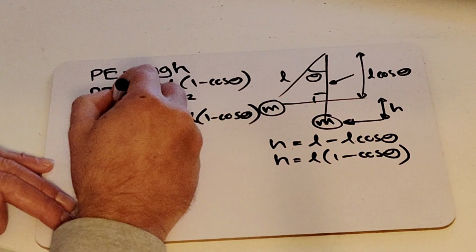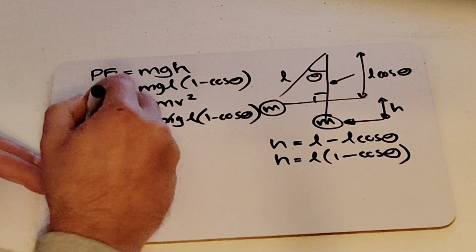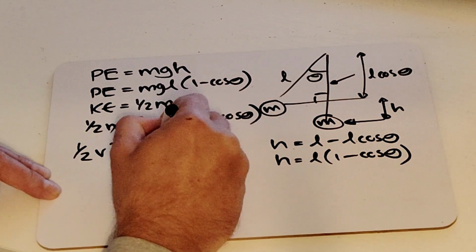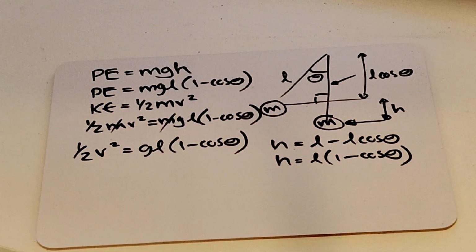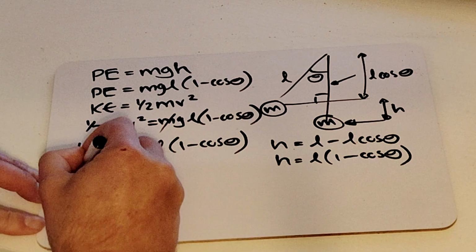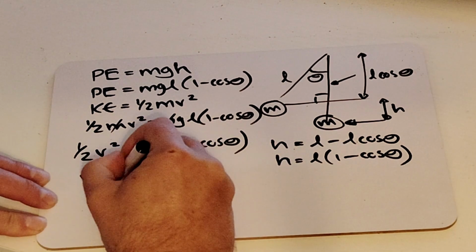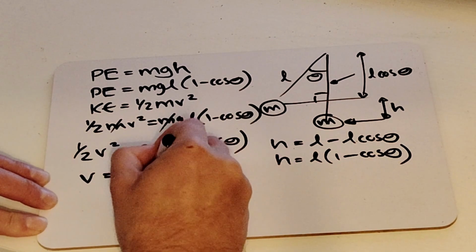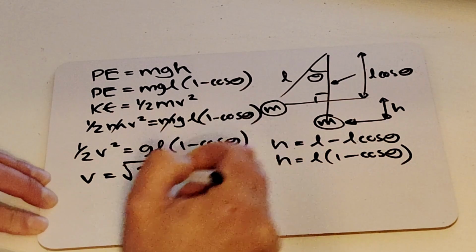Now, you can probably see that m appears on both sides, so this relationship does not depend on mass. So we have half v squared equals gL(1 minus cos theta). Multiplying through both sides by 2 and then finding the square root, we get a relationship between variables giving our velocity equal to the square root of 2gL(1 minus cos theta).